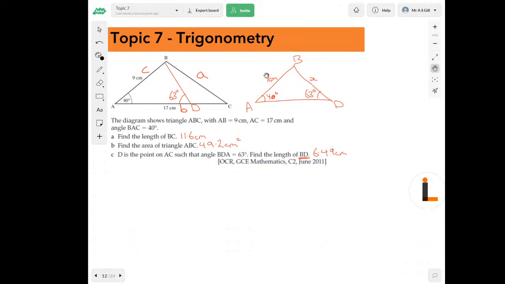We can see here we've got corresponding angles and sides, and then another pair of corresponding angles and sides. So we're going to need the sine rule to work out that length of BD there.